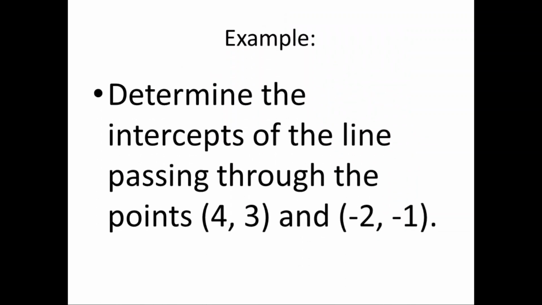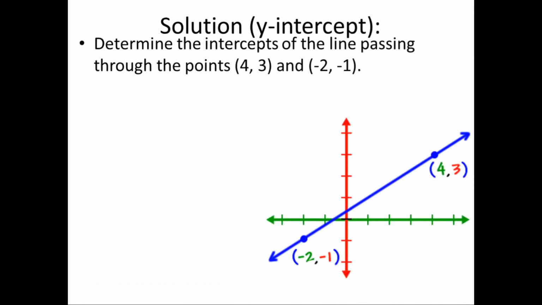So, let's determine the intercepts of the line that is passing through the points (4, 3) and (-2, -1). So, like before, our first step should be to draw a little sketch. It's the same points as before, and when we look at it, we see that our y-intercept crosses at a number between 0 and 1. So when we do our working, we should get a number that is in between 0 and 1 for our y-intercept.